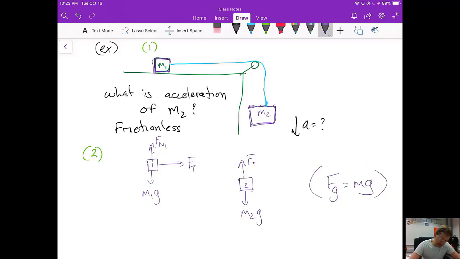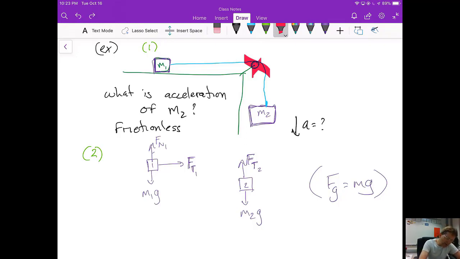A couple things to notice here. Yes, I plugged in Fg, but the important thing to notice here is that the tension force on M2 is the same as the tension force on M1. Actually, it isn't the same. Got to be careful. We can make this Ft1 and Ft2. It is the same only if the pulley, the thing, in this case I actually drew a pulley. I never said that, but I drew a pulley. That's this thing here. I drew a pulley in order to reduce the friction on the rope.